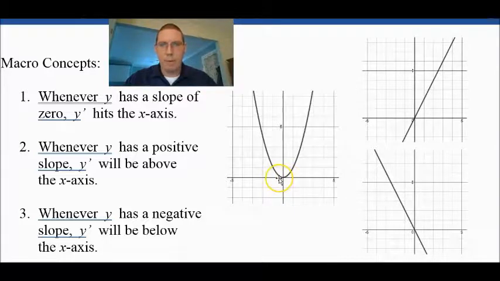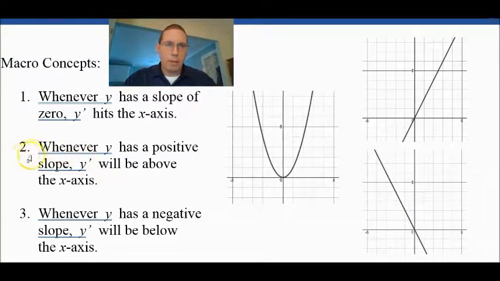It's flat, okay? So the derivative that we're dealing with should hit the x-axis when x is equal to 0. Well, this one, look, it hits the x-axis when x is equal to 0, but this one down here also hits the x-axis when x is equal to 0. So either one of them could be the derivative.